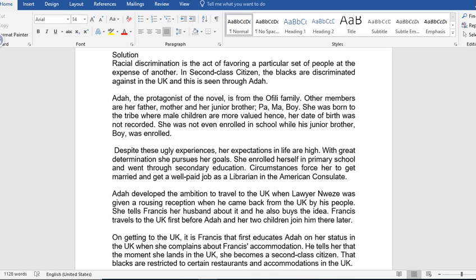Ada developed the ambition to travel to the UK when lawyer Nweze was given a rousing reception by his people when he came back from the UK. She tells Francis, her husband, about it, and he also buys the idea. Francis travels to the UK first before Ada and her two children join him there later.